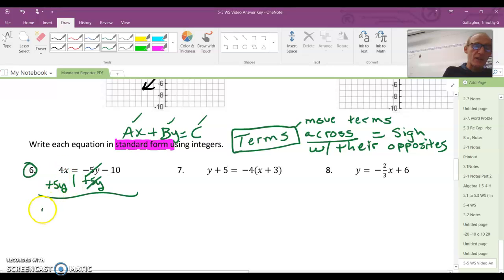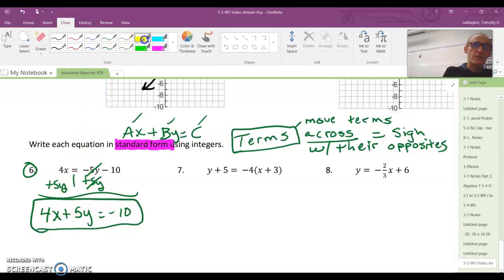Now on the left, I have 4x plus 5y equals negative 10. And that's this equation in standard form, which looks like this. Okay, so again, if you have to stop the video, stop it, and then get what you need to get. All right? Now, this one's going to take a little bit of work.